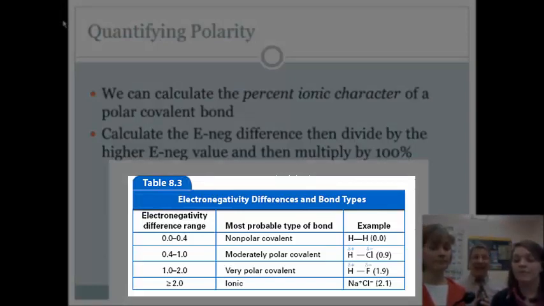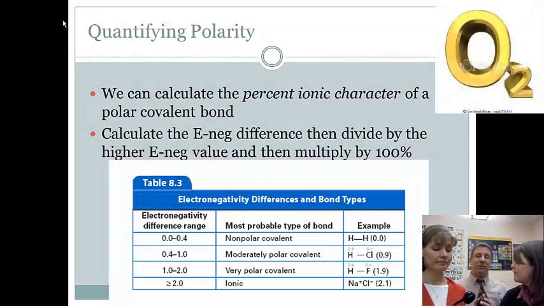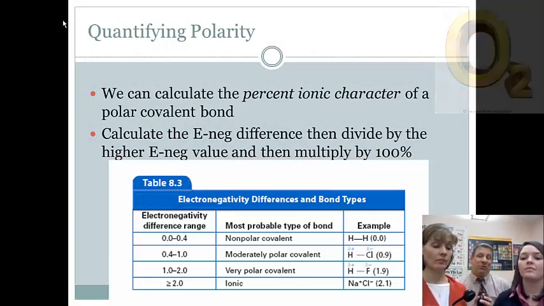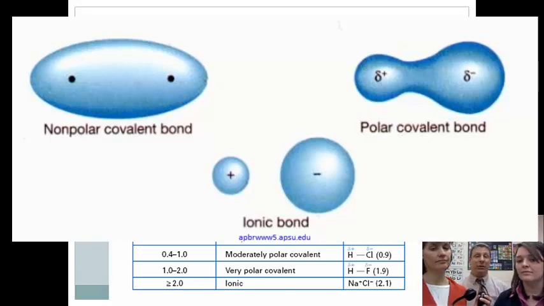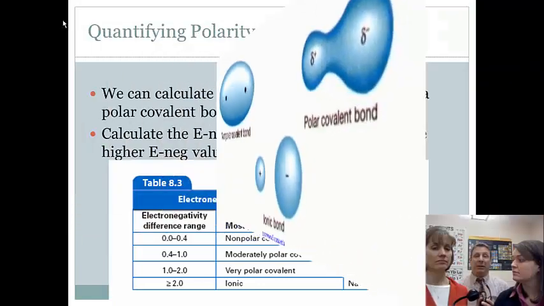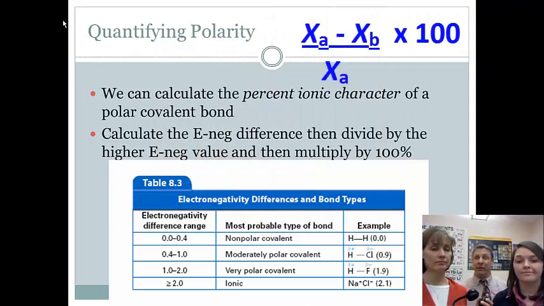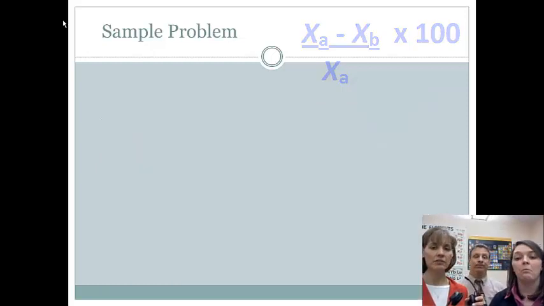If you have two identical elements bonded together, like O2, that's two oxygens, the electronegativity difference is 0. So you have no ionic character, and we call that kind of bond a nonpolar covalent bond. There's absolutely no difference between one end of the bond and the other end of the bond. And then there are ranges in between. But this is how you calculate it. You take the electronegativity difference between the two atoms that are bonded together, divide by the larger electronegativity value, and multiply by 100. Sounds like that percent error calculation. Yeah, very similar to that.